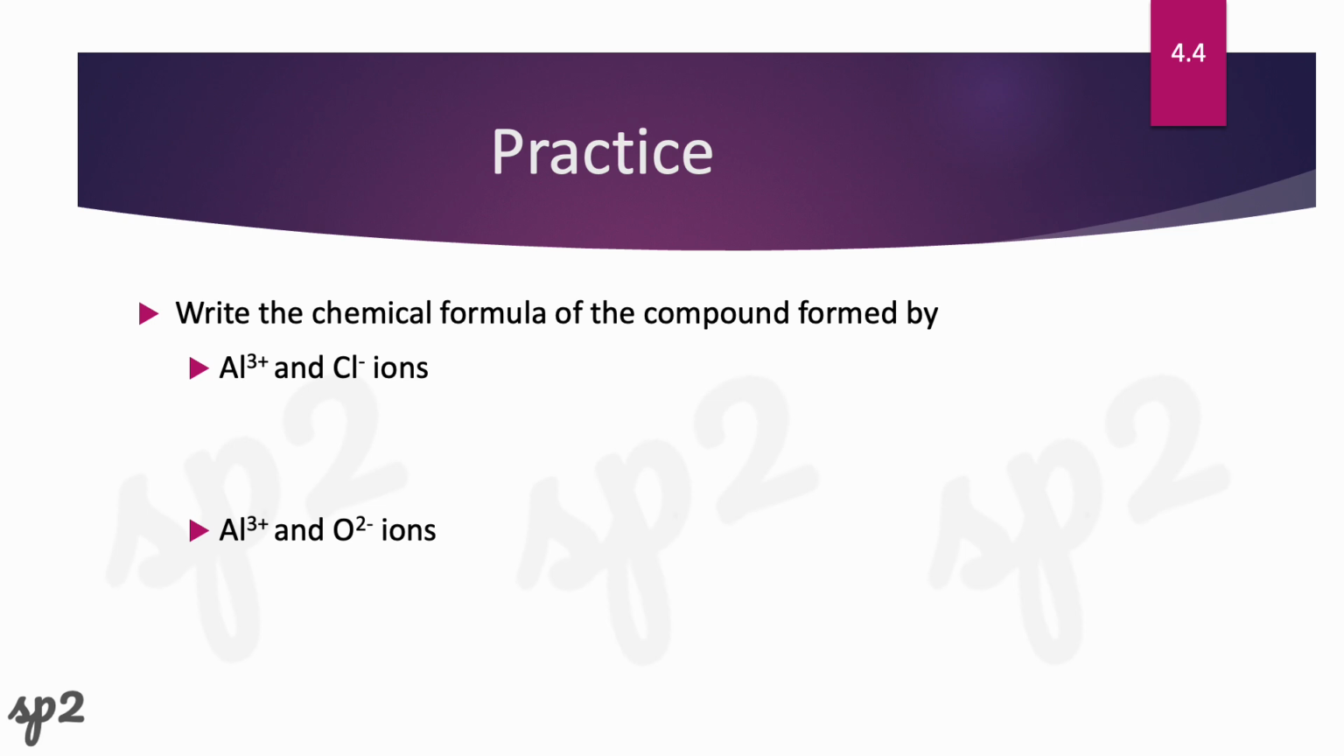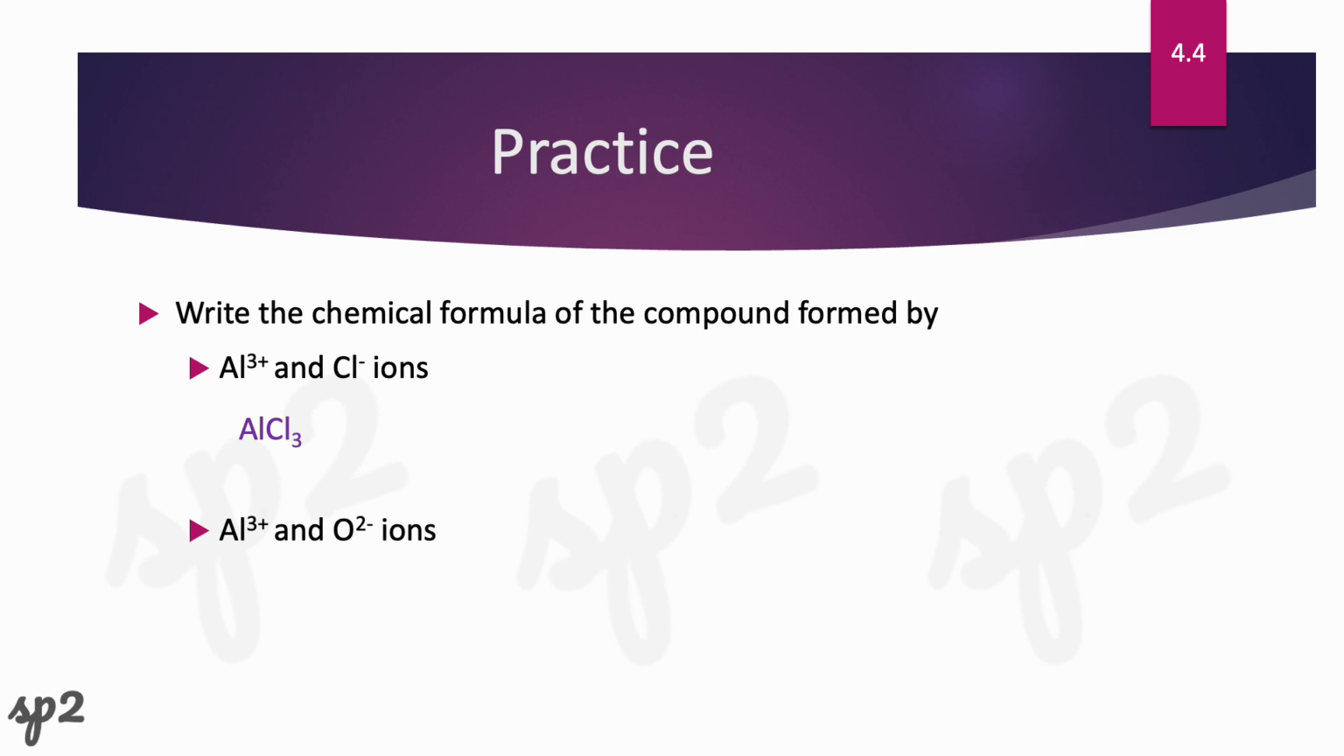Okay, so there we are. Here is our practice. It says write the chemical formula for the compound formed by the first one, which is aluminum 3+ and chloride. The cation is aluminum and the anion is chloride. Because I have a 3 positive charge, I need to have 3 negative charge. So I need to write it as Al and then Cl3 to balance out the charge.